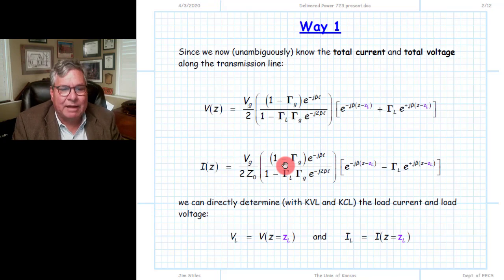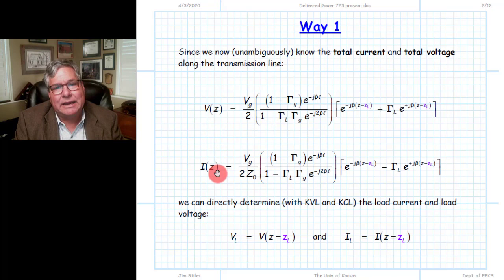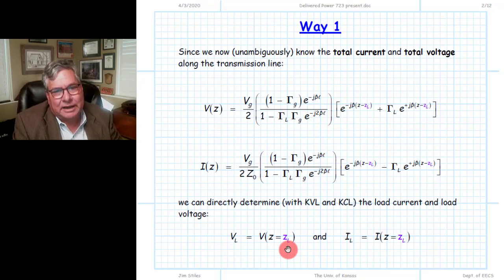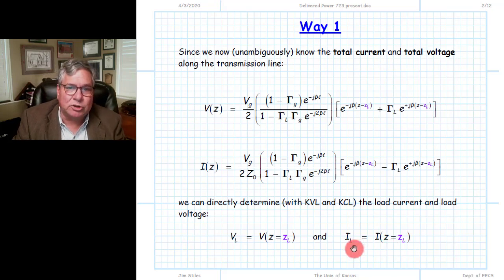Once we do that, we can evaluate these functions at one specific point, and that point is at the very end of the transmission line where the load is attached, at the index that we defined as z = ZL, some number that we arbitrarily assign to the end of the transmission line where that load is attached. So we insert those numbers into these functions, and what we determine is a complex number, which is the voltage at the end of the line, and thus by KVL, the load voltage. Likewise, the current at the very end of the line, and thus by KCL, is the load current.